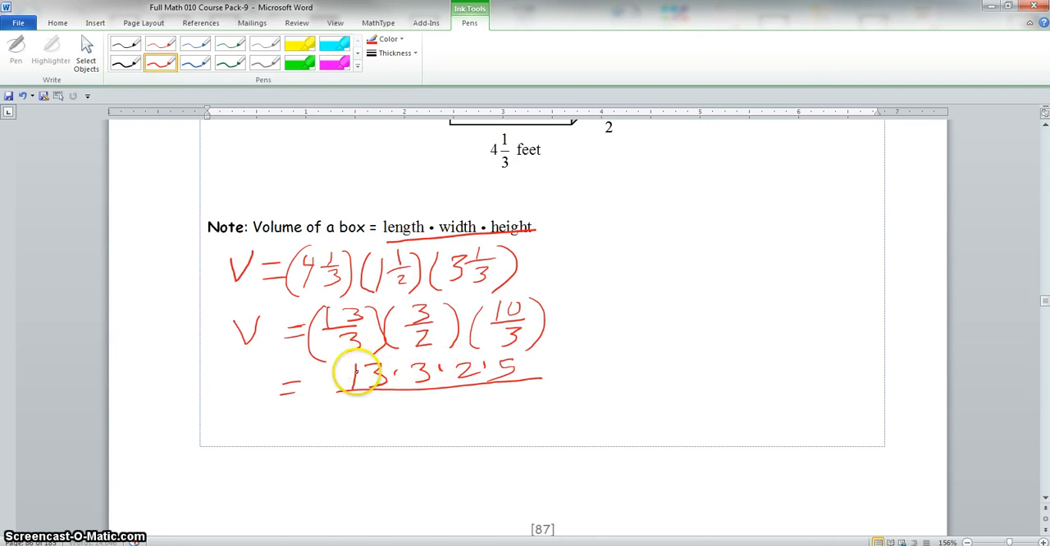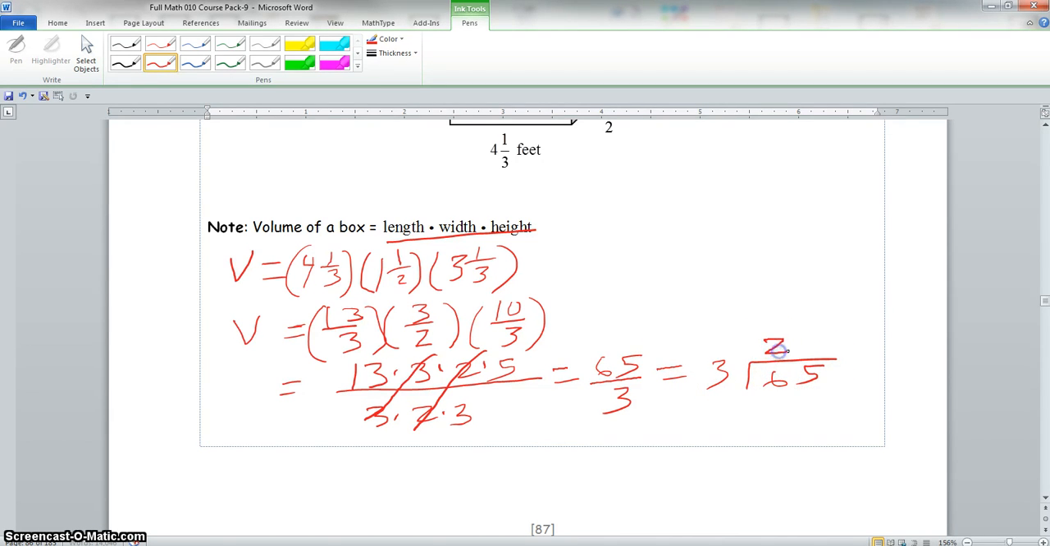Now we go down here to our denominator. We have 3 times 2 times 3, because all 3 of these numbers here are all prime. So we could factor out one set of 3's and one set of 2's. 13 times 5 is 65, all over 3. Now, we could take 3 into 65.